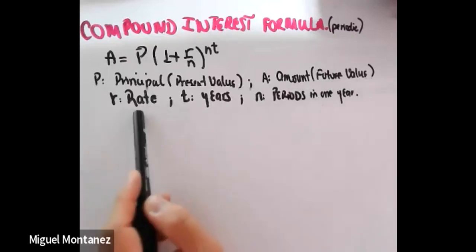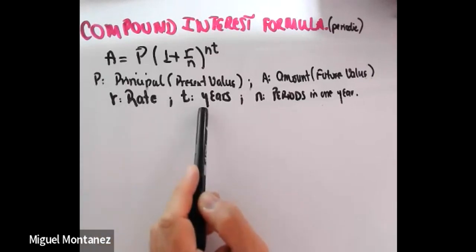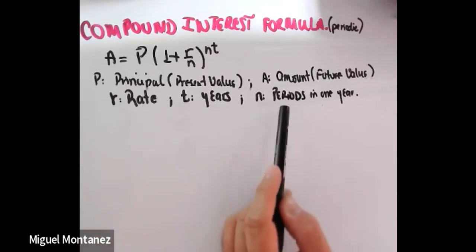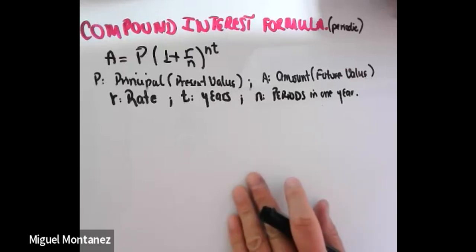future value, r is the rate in decimal, t is time in years, and n is the number of periods in 1 year. So if we are compounding the money annually, we have 1 period in 1 year. Of course, monthly, 12 months in 1 year, weekly, 52 weeks in 1 year, etc.